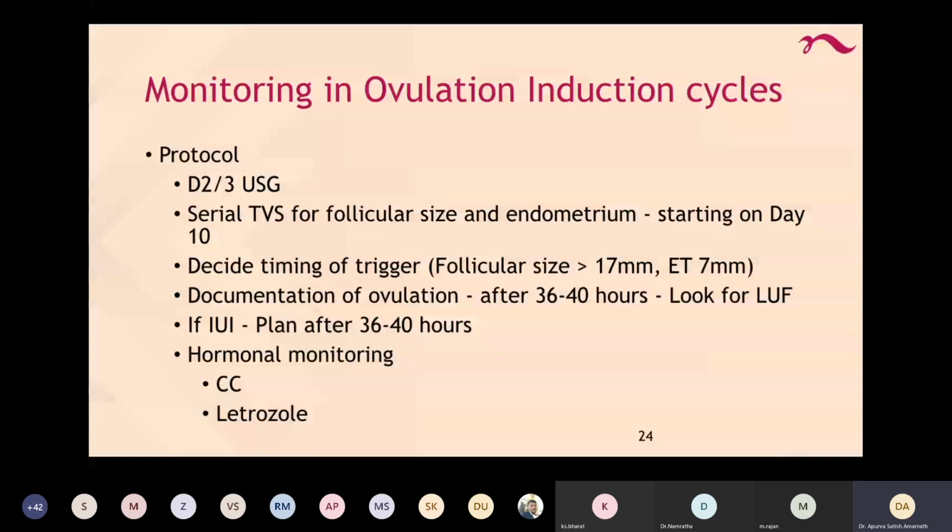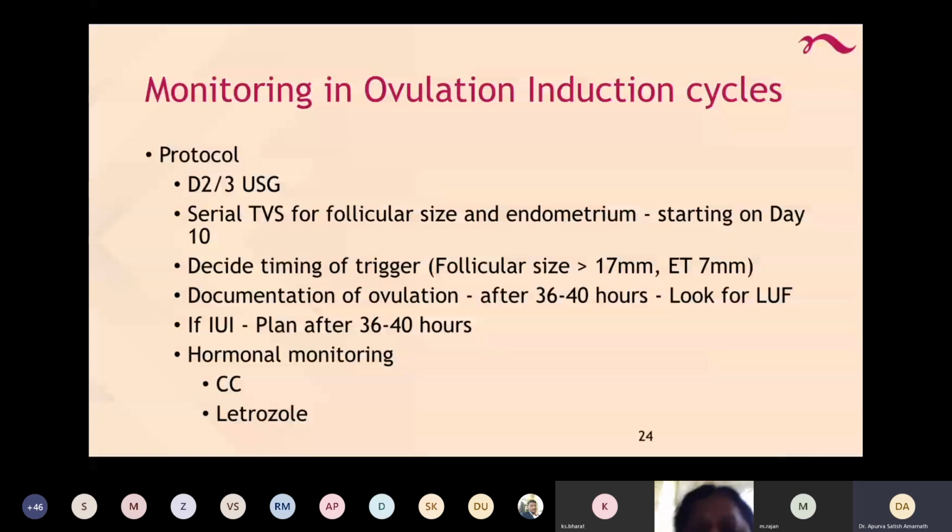Then after that, once medications are started, serial transvaginal sonography for follicular size and endometrium is done starting on day 7. Now, this is again variable depending on the protocol that is being given, but usually we start monitoring around day 10 or day 11. And as the follicular size increases and the endometrial thickness also increases, you would know when to start triggering the patient. So when the follicular size is more than 17 millimeters and the endometrial thickness is more than 7 millimeters, we can trigger the patient.